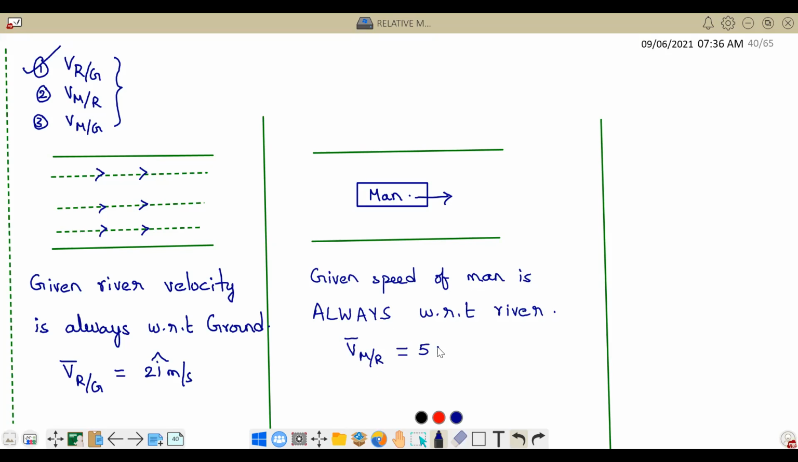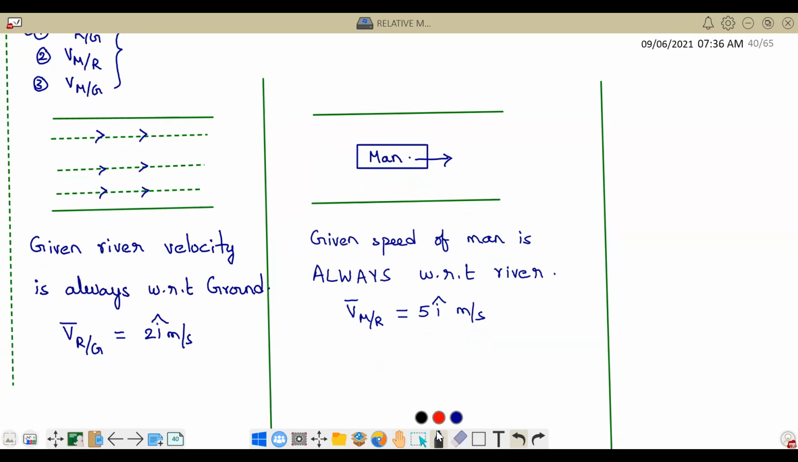So that means what? It is 5i cap. If we move this side, minus 5i cap. Sometimes in some other textbooks they also mention it as the same thing. And this quantity, they will give it as his efforts, man's effort. The velocity of man's effort is 5 meters per second. They'll also mention it like this. So this quantity can also be called man's efforts.